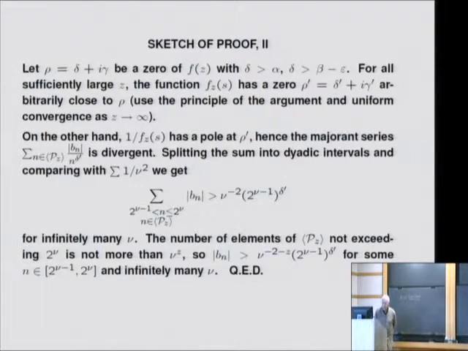Now split this sum into dyadic intervals, compare this sum with 1 over nu squared, and then we find infinitely many dyadic intervals in which the sum is greater than nu to the minus 2 times the length to the power delta prime. The point is that the number of elements of P_z is fairly small. It's nu to the z at the most. So you get a lower bound for b_n, and then you choose z appropriately. So b_n is large. You can see that the growth of these b_n is like n to the delta prime. And that gives you your result. So this argument is due to Hille in the 30s.